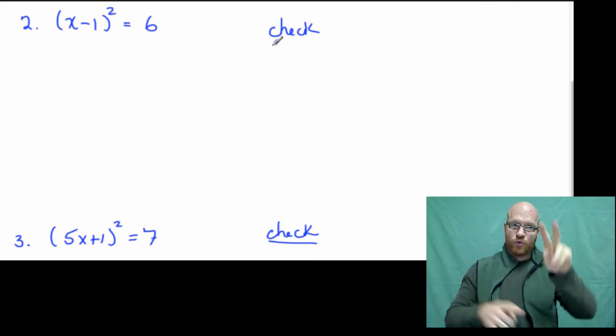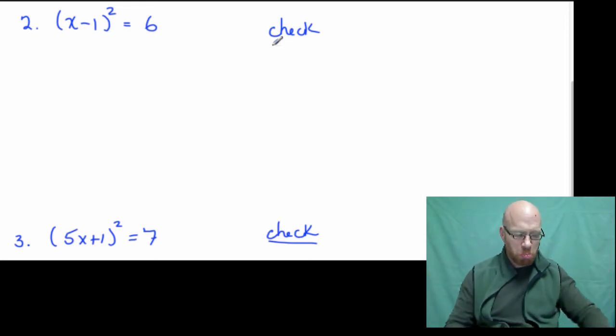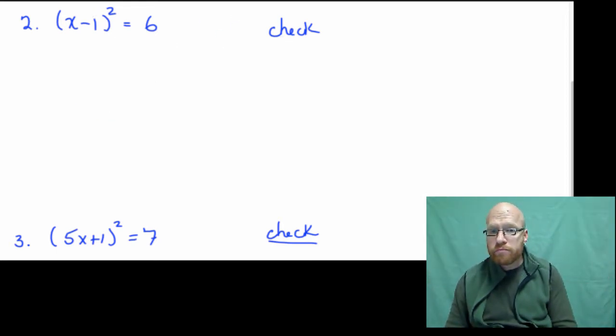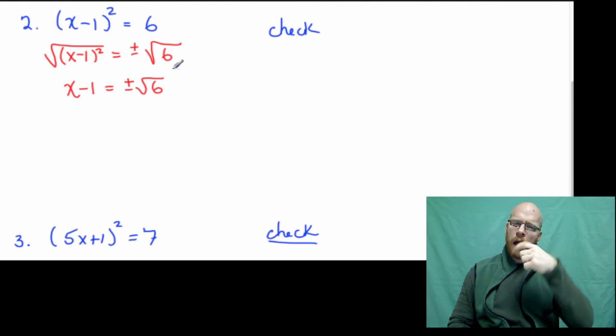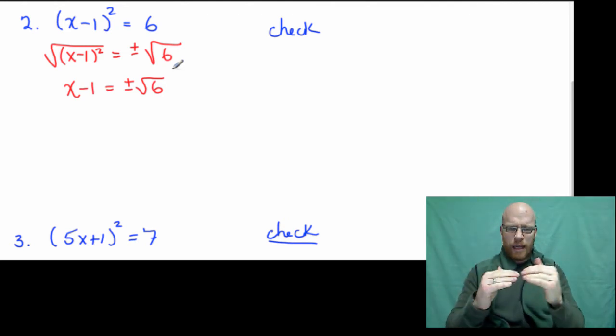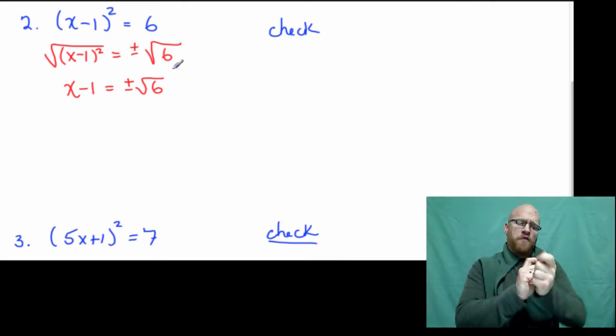Okay. Now x minus 1, the quantity squared equals 6. Again, we're going to take a square root to both sides. Now, there's something interesting here. So it's a little odd. We weren't used to seeing this yet. X minus 1 equals plus and minus square root of 6.